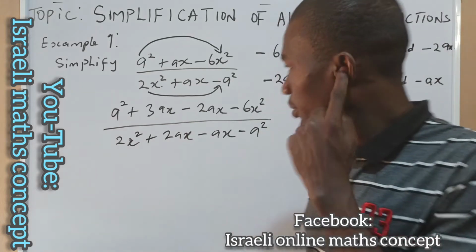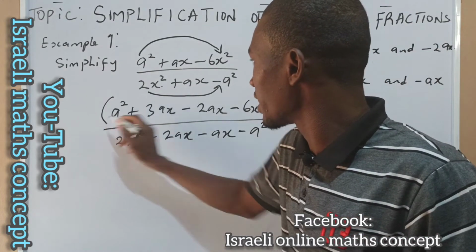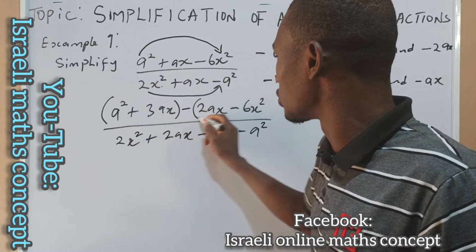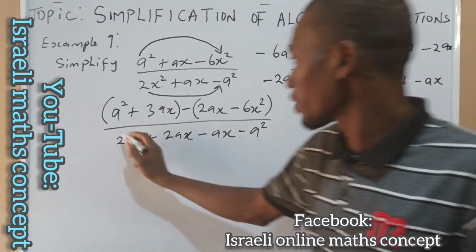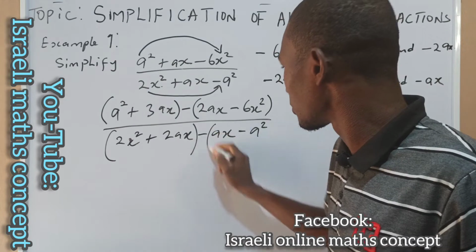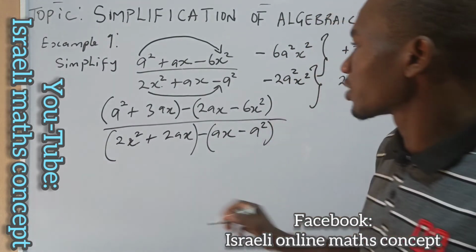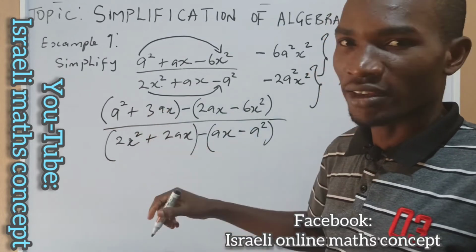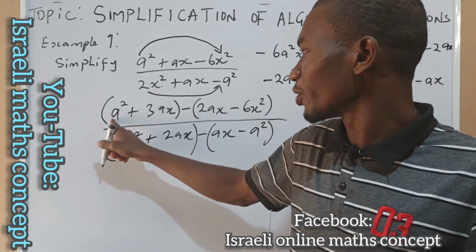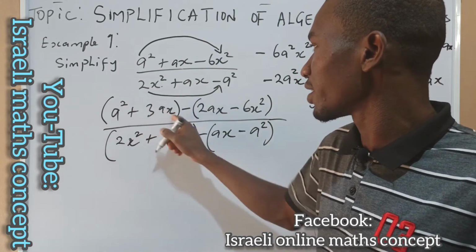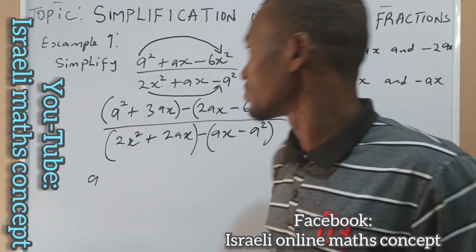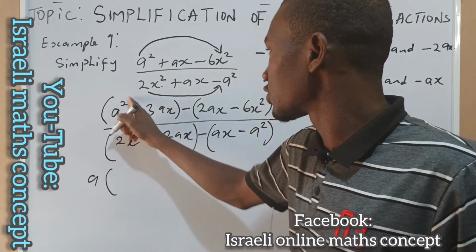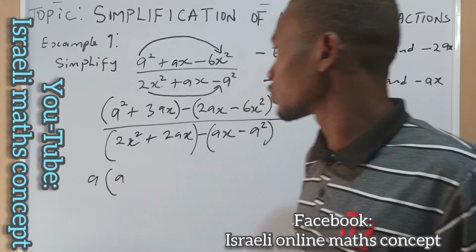Now, the next thing I'm going to do is to bracket my expression in twos, so that I can be able to factorize a squared and 3ax. And what is the common factor that can divide a squared and 3ax? That is a. Now, a divides a squared, we are left with a.